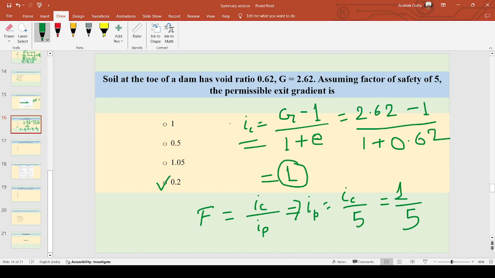And yes, this formula is very important. This is the main formula. IC, the critical exit gradient, equals (G minus 1) by (1 plus E). Okay. Next question.